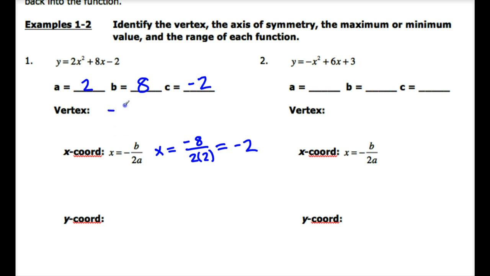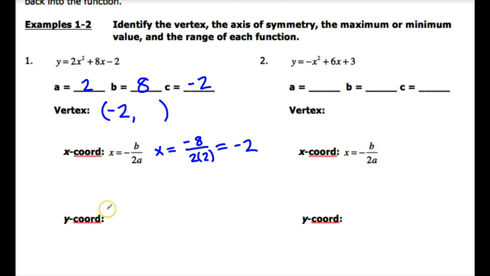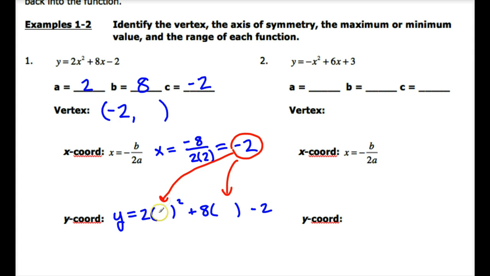So that means that the x-coordinate of the vertex will be negative 2, and now I'm going to plug in negative 2 to my function to find my y-coordinate. So my y-coordinate is going to be y equals 2 times negative 2 squared plus 8 times negative 2 minus 2. So again, I'm going to take this negative 2 here that we found, and we're plugging it in for x down here and then right here.